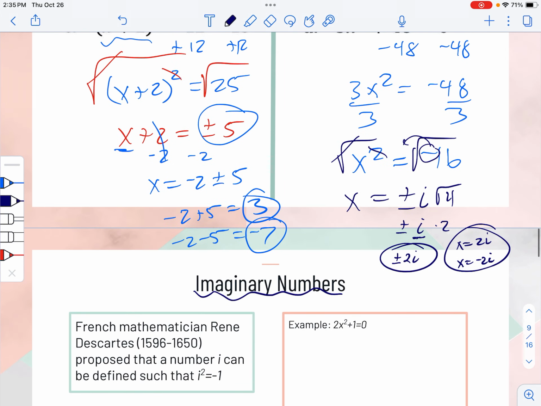You can do a little bit of work right now, or you can watch the next part of the video, imaginary numbers, and work on that section 4-6.